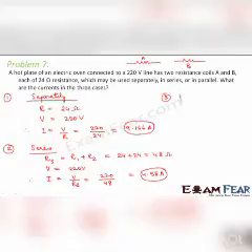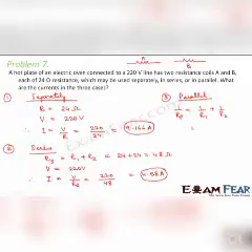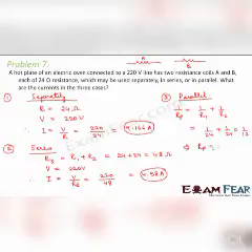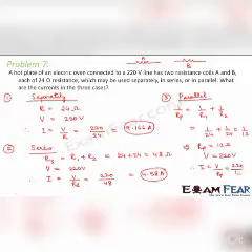Now let us look at the third case where these two are connected in parallel. The equivalent resistance is given by 1 by Rp equals 1 by R1 plus 1 by R2, that is 1 by 24 plus 1 by 24, which is 1 by 12. So Rp is equal to 12 ohms, and the voltage is 220 volts. Therefore, current will be V divided by Rp, that is 220 divided by 12, which comes out to be 18.33 amperes. This would be the current when they are connected in parallel.